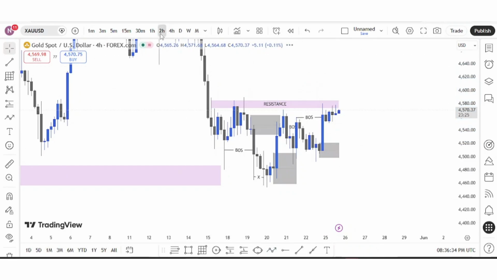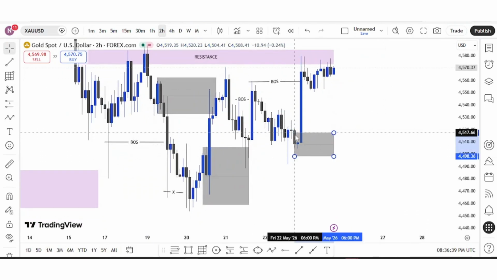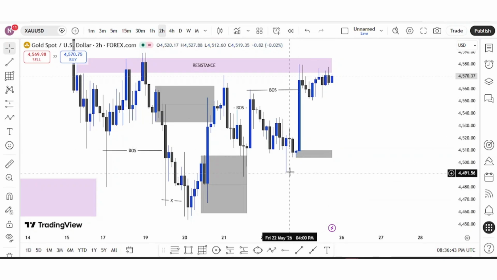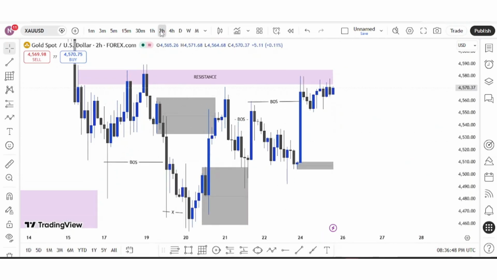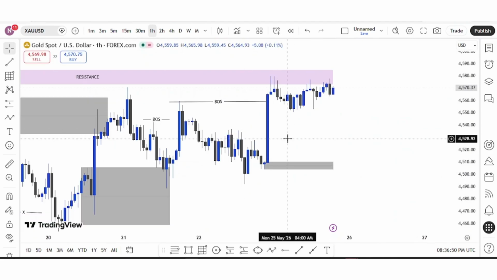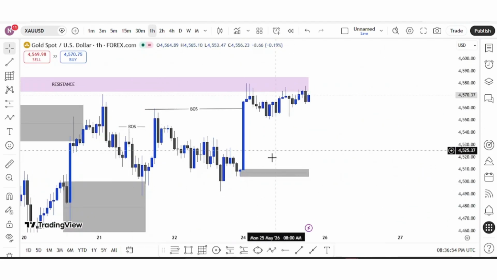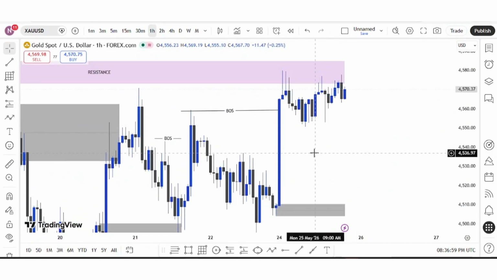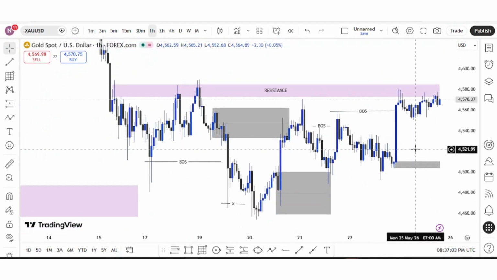So let's move down to our 2 hours time frame. So this is how I do my top-down analysis. From the 2-hour time frame, we can refine the order block to this level. Then from the 1-hour time frame, we refined the order block. It's still sitting at a good position from the 1-hour time frame. We can see it here.